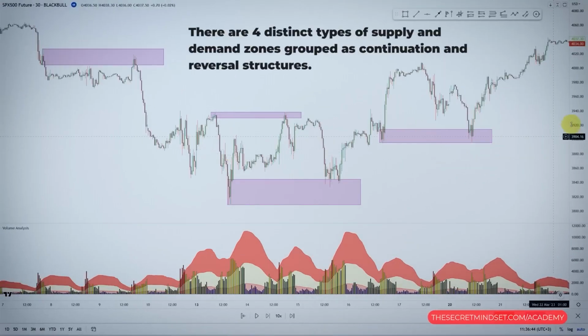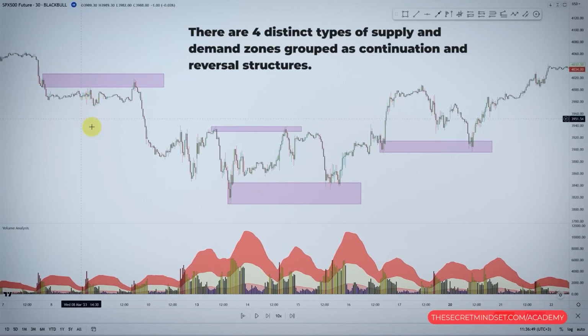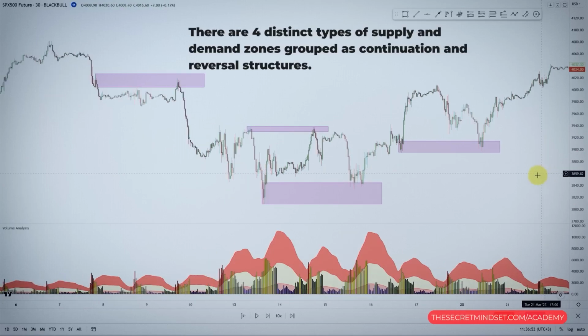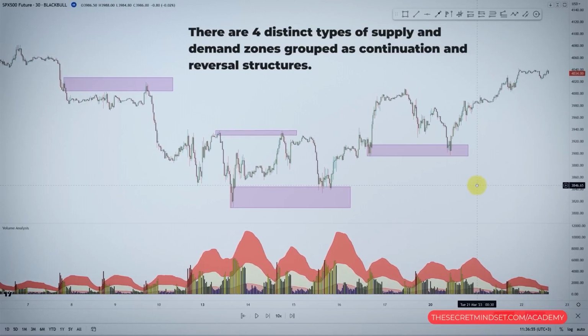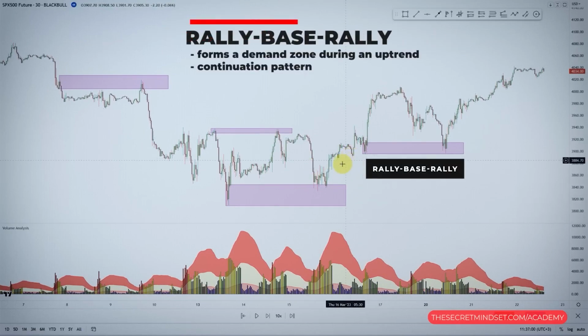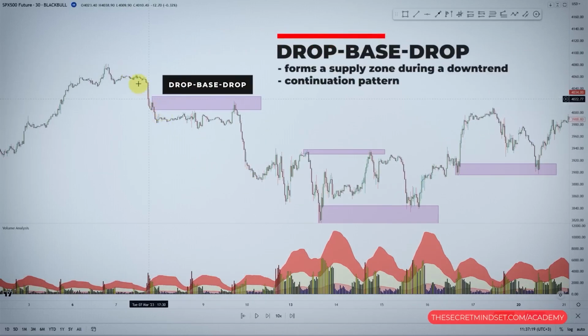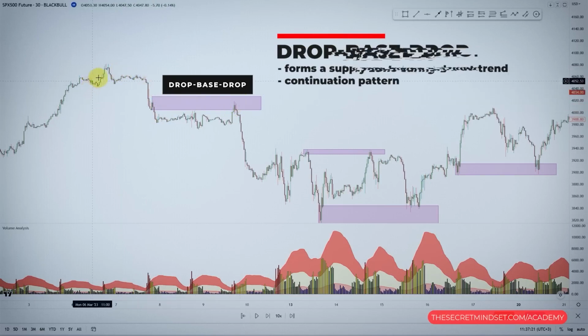There are 4 different types of supply and demand zones, based on how the price approached and left the zone. These 4 types can be classified into 2 groups: continuation structures and reversal structures. The first continuation pattern is the rally-based rally, which forms a demand zone during an uptrend. The market structure begins with a rally, followed by a consolidation, and ends with another rally, which creates the demand zone.